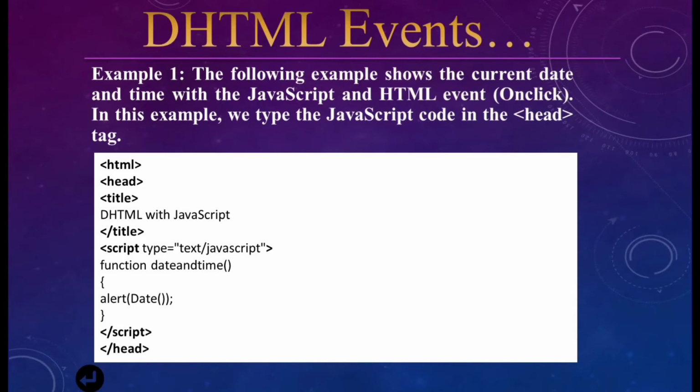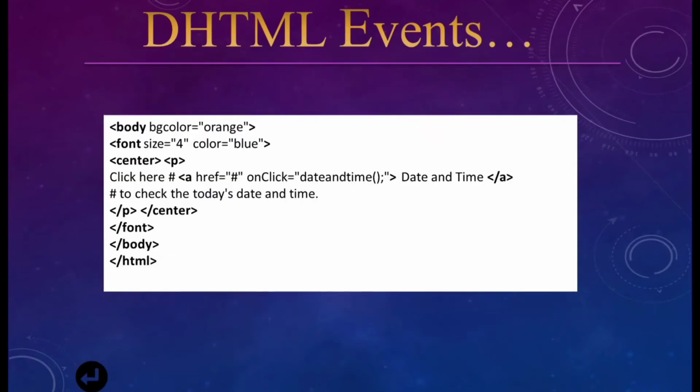In that function we again call the function alertDate, and we change the background color to orange, increase the font size to 4, and change the font color to blue. Then we write the information we need in the center tag: Click here. We call the onClick function equal to date and time, and the date and time will be printed on the output screen, to check today's date and time.